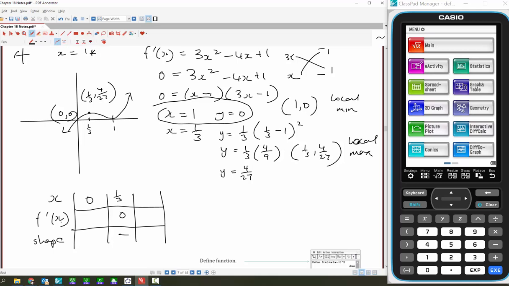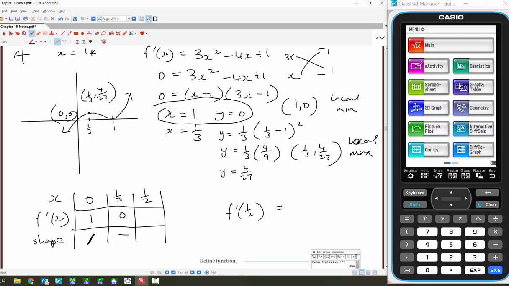Alright, so now I need to do f dash 0. Now my gradient function is here, and I pop 0 in there, 0, 0, 1. So f dash 0 is 1. And that means that there's a positive gradient there. Now what I need to do is get a value to the right of 1/3. And I could use 2/3, I can use basically anything here. I can't use 1 or more than 1 because I need to know what the gradient is to the right of this before the next possible stationary point. So I'm going to find f dash 1/2. That seems to be the easiest fraction to work with.